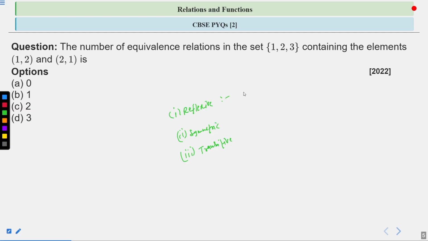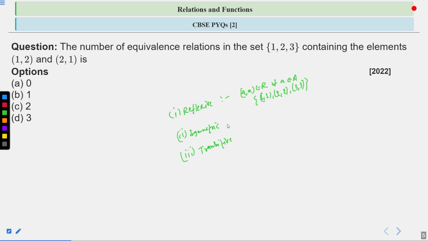So for reflexive, what is the condition? For reflexive, (a, a) should belong to relation R for all a belonging to A. Therefore, for reflexive, (1, 1), (2, 2) and (3, 3), all three ordered pairs must lie in the relation R. Any other ordered pair can lie, but (1, 1), (2, 2) and (3, 3) must lie, for the relation to become reflexive.